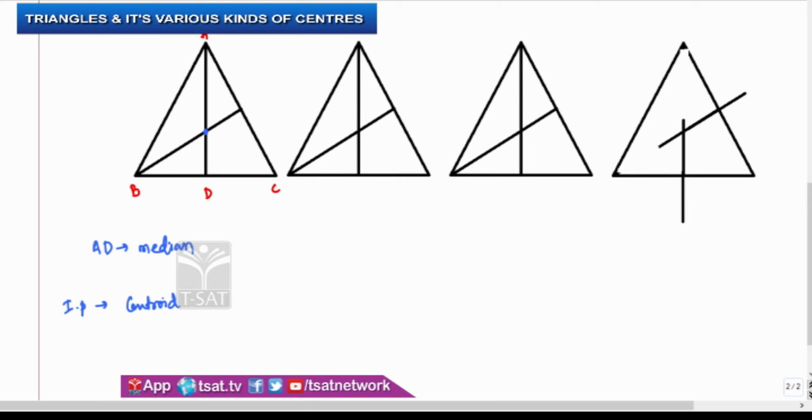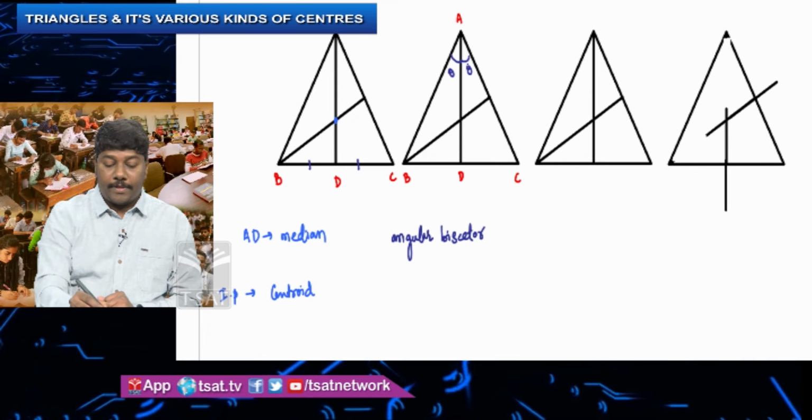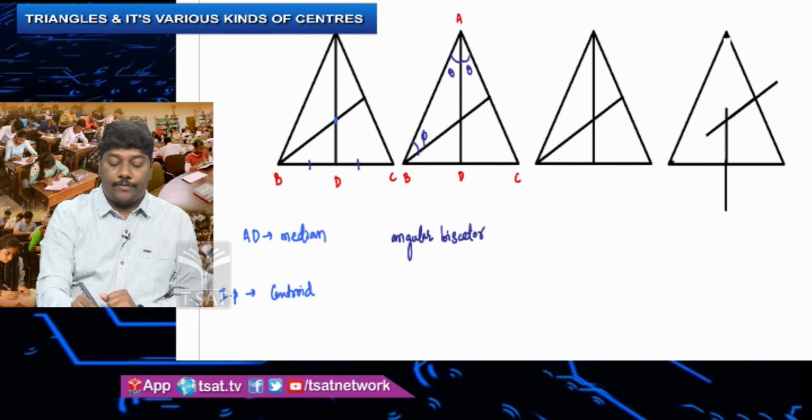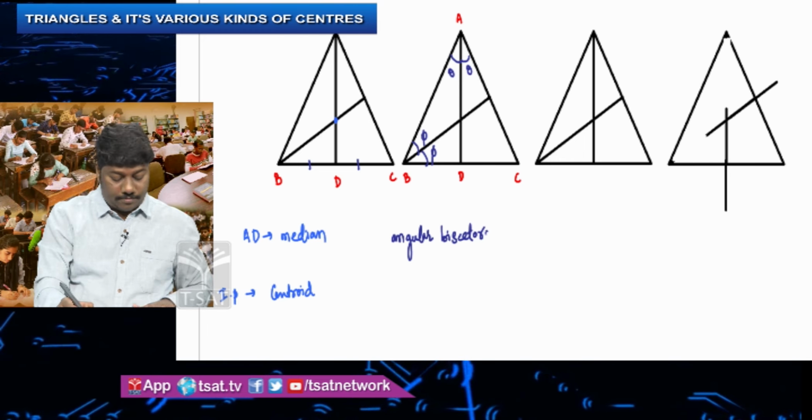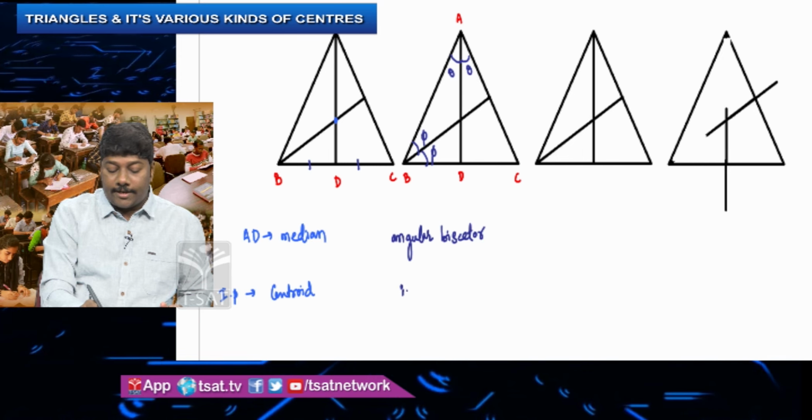Now look at the second figure. Here AD, I call it an angular bisector. In the second figure, AD is an angular bisector. In the first figure, AD is a median which divides the opposite side. Here it divides the angle. So, these two angles are the same, theta and theta. Here this is phi, this is phi. Intersection point of angular bisectors is incenter.